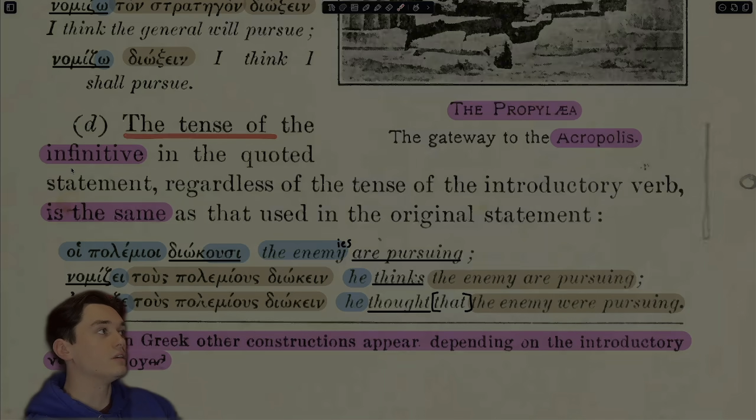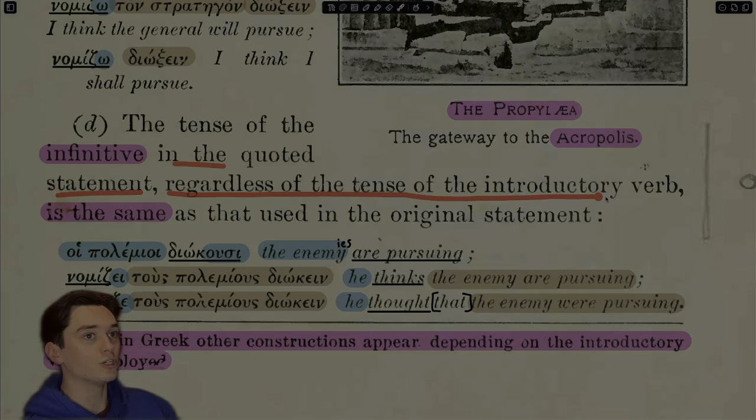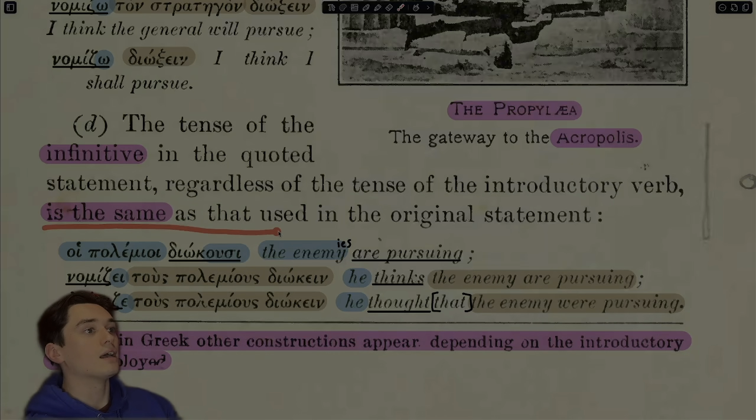The tense of the infinitive in the quoted statement, regardless of the tense of the introductory verb, is the same as that used in the original statement. Hoi polemioi diokousi. So this means that the enemy is or are pursuing. Nomidze tous polemius diokein. He thinks the enemy are pursuing. Nomidze, being in the present, is going to take a present infinitive.